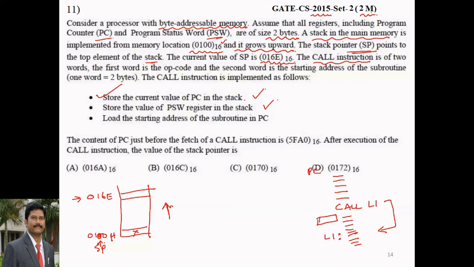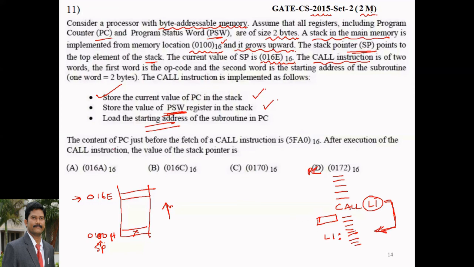Store the current value of PC in the stack. That is the return address. And store the value of PSW register in the stack. Before jumping, the PSW, that is the program status word or flag register, is also stored in the stack. Then load the starting address of the subroutine in PC. Once PC is loaded with L1, it directly jumps to this. That is the call instruction concept.